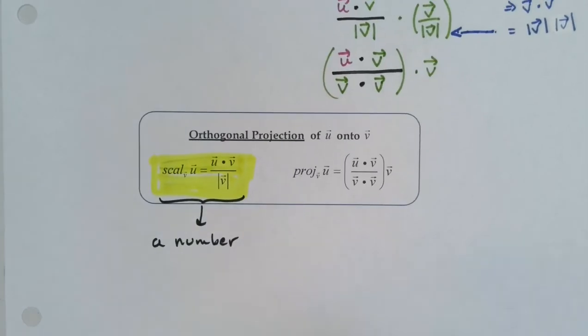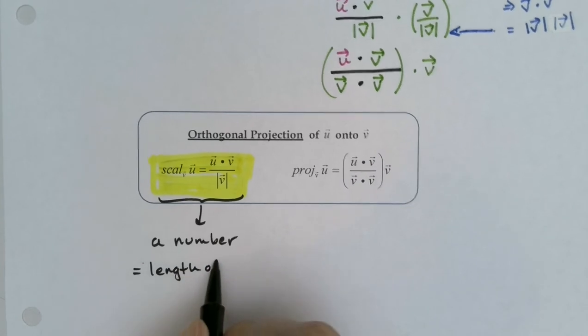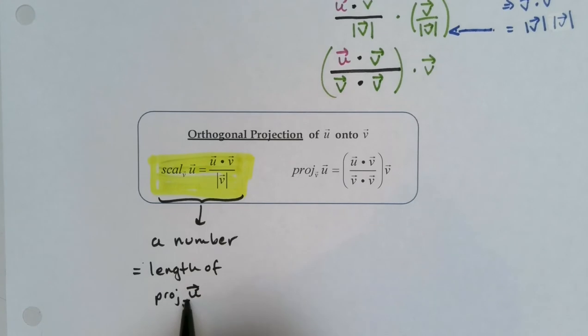Because it's a scalar, it will be a single number. It'll be the length of the projection of u onto v. That's when you find the scalar, you're finding a single number, a scalar, right? Over here, not so much. That's not a scalar. That is a new vector.